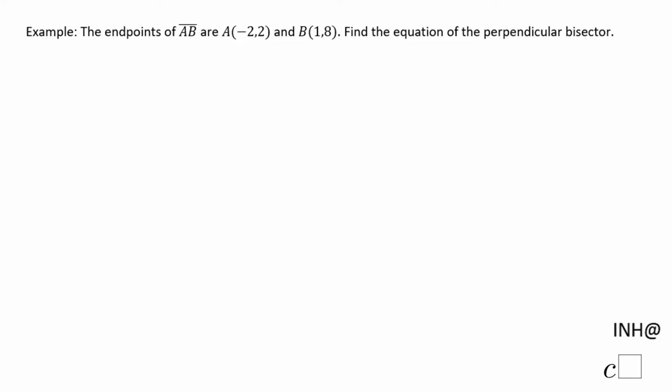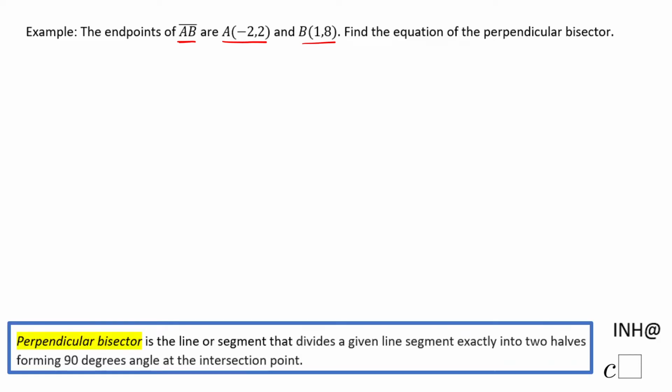In this example, we now need to find the equation of the perpendicular bisector of the segment given, AB. We have the endpoints of segment AB: A (-2, 2) and B (1, 8). So how are we going to do that? First of all, let's take a look.